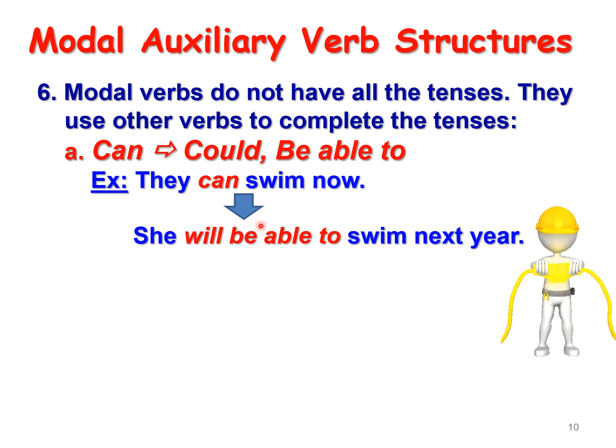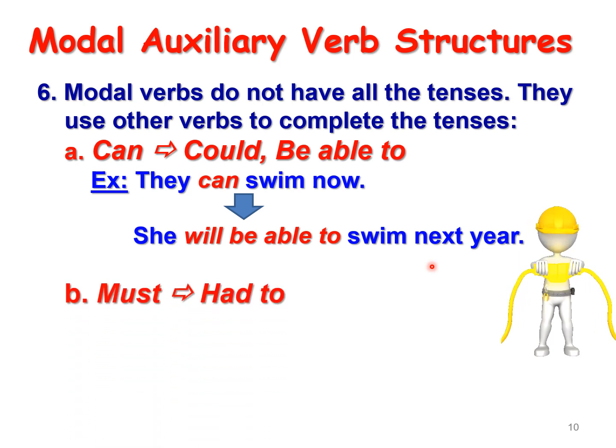So why do we not use "she will can swim next year"? It's impossible here, right? We cannot use two modal auxiliary verbs in the same sentence. So we need be able to, right? Be able to works as one. So she will be able to swim next year. She cannot swim now, but she will be able to swim next year. Okay, this is the reason.